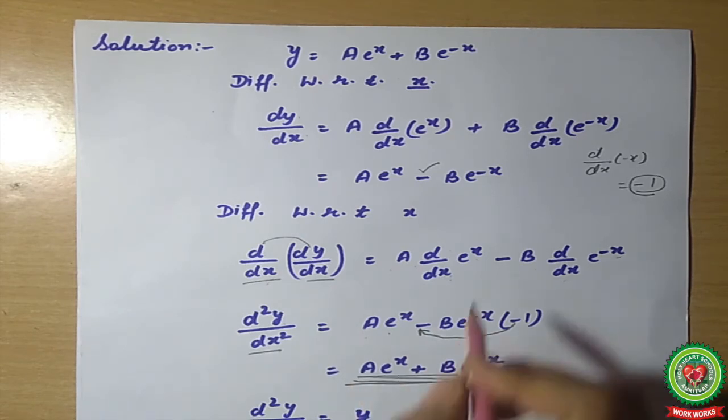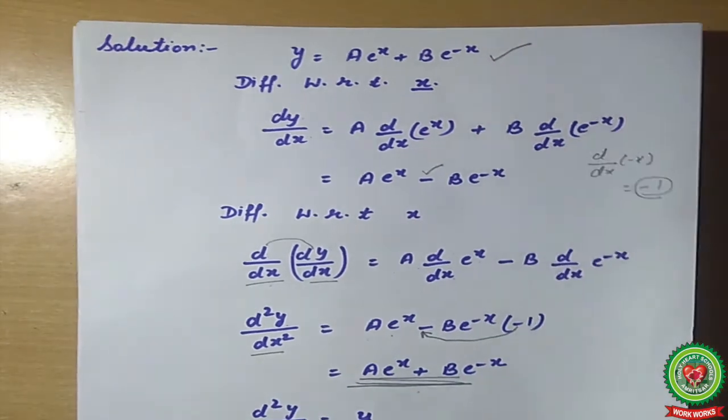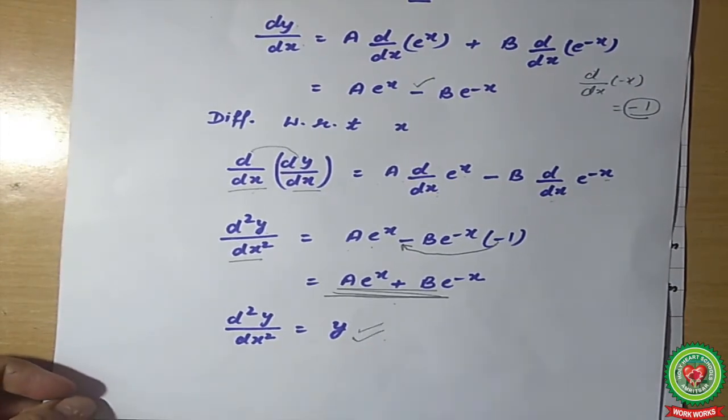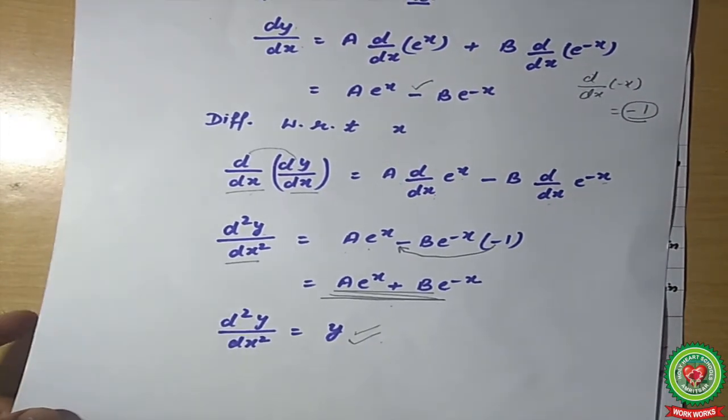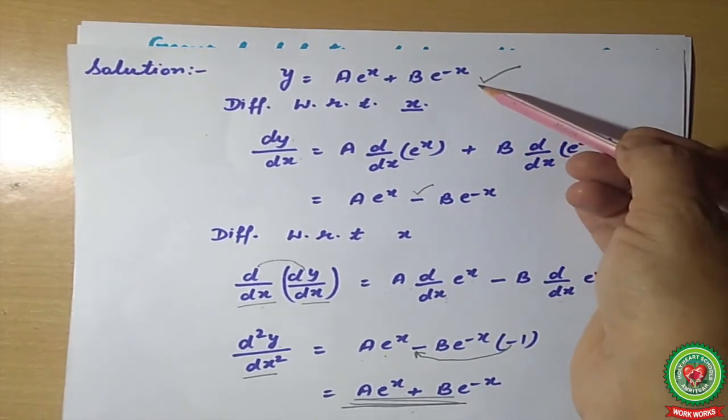Now what is the equation here? This equation belongs to this y. We will put that value of y here. Now the arbitrary constants are finished from the equation. So it is the required differential equation. General equation is given there.